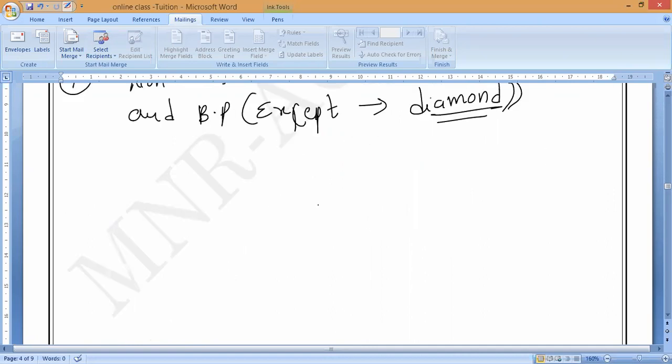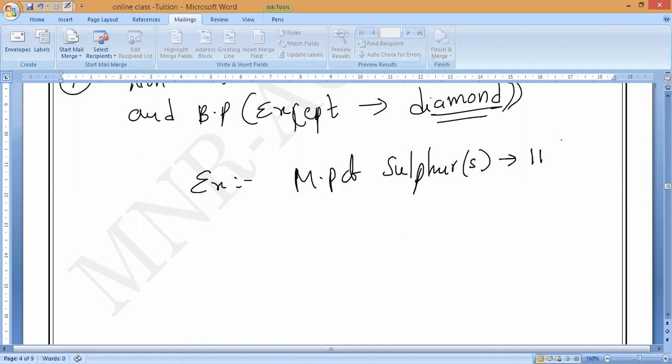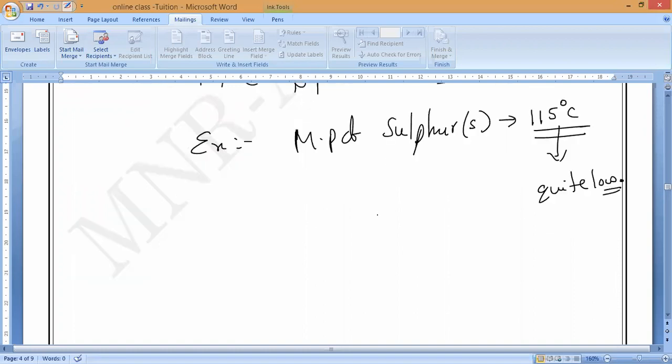For example, take the melting point of sulfur. What is the symbol of sulfur? S. Its melting point is just 115 degrees Celsius, which is quite low. Yes or no? Quite a low temperature. Phosphorus also has a very low value. That is why, compared to metals, their melting points are very low.